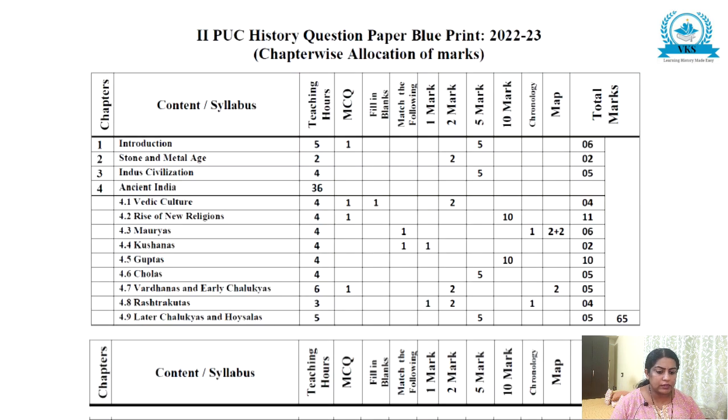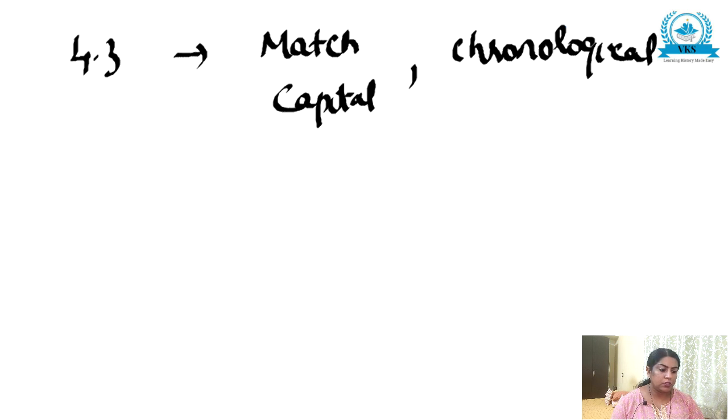Now next let us go on to chapter 4.4, Kushanas. Regarding Mauryas, I forgot to tell, in the map also 2 places can come regarding Mauryas. Map anyway you have only total 20 places, so 2 places regarding Mauryas can come in the map question. Then in 4.4 Kushanas, match the following and one mark question can come.